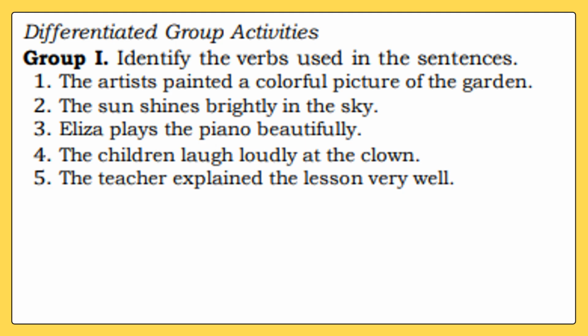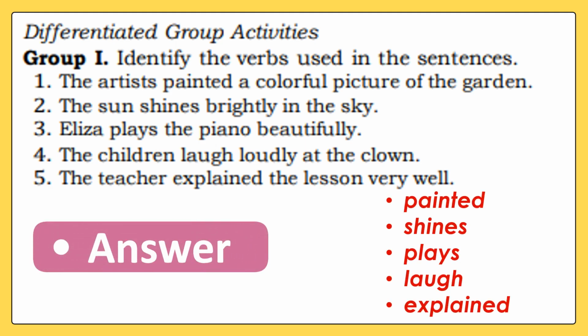Number 1, the artist painted a colorful picture of the garden. Number 2, the sun shines brightly in the sky. Number 3, Eliza plays the piano beautifully. Number 4, the children laugh loudly at the clown. And number 5, the teacher explained the lesson very well. And here are the answers. Number 1, painted. Number 2, shines. Number 3, plays. Number 4, laugh. And number 5, explained.